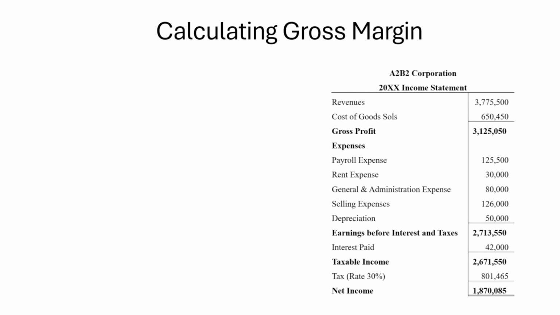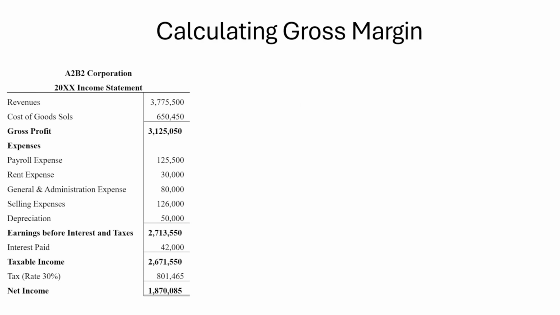Let us see how to calculate the gross margin. We are going to use an example from an income statement because, as you know, the gross profit and the gross margin must be derived from the income statement. So we have an income statement there of A2B2 Corporation for the year 20XX, and we have the net income down there as 1,870,000.